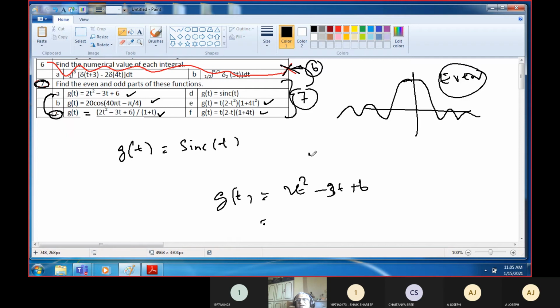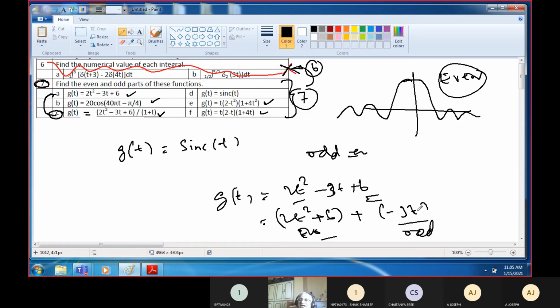What you will do is separate odd from even, is it not? Then you should say t square is an even part, so I'll put it here. Then 3t is not an even part. 6 is even, so I'll put it here. These two are the even part of the signal, and 3t obviously is odd, so I will put minus 3t on this side. So that is done, no? This is odd and this is even. In 2 seconds you can solve this problem.